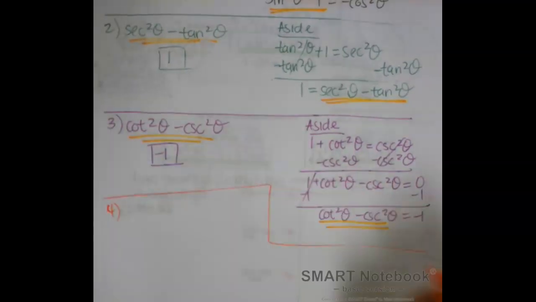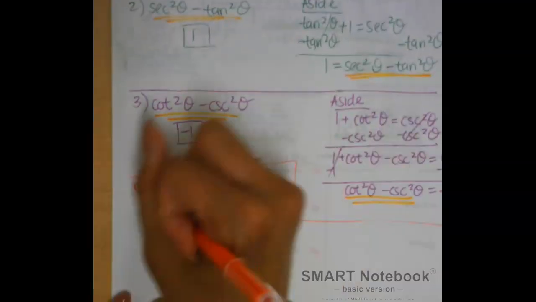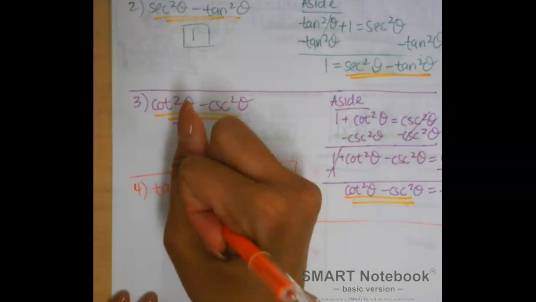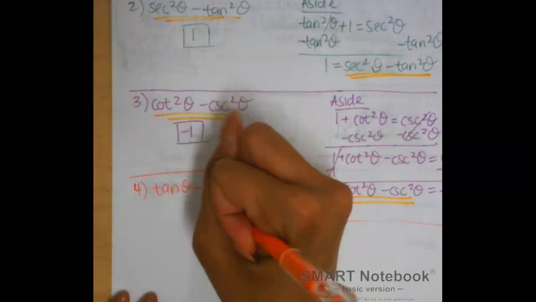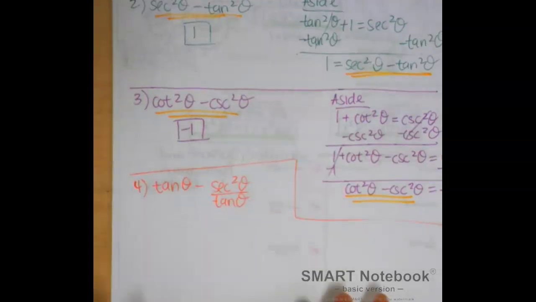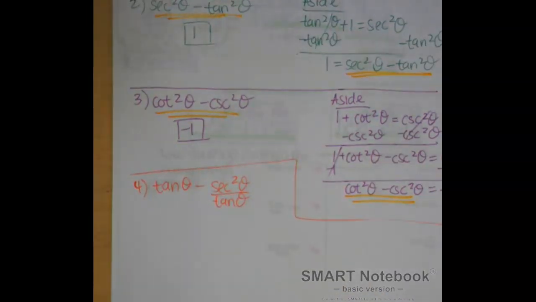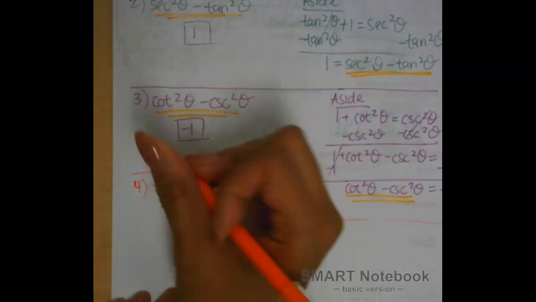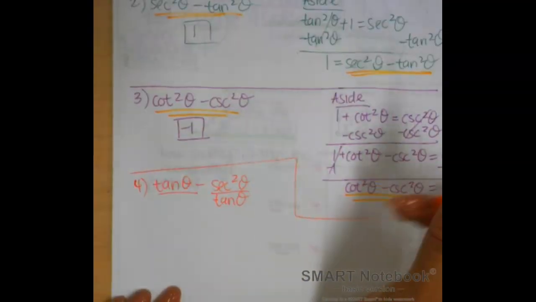All right, last little question before I probably have to flip over to a different page. We have tangent of theta minus secant squared theta over tangent theta. Okay, let's talk about this for a second. I do see something's being squared, so I'm probably going to use one of the Pythagorean identities. But the issue is this tangent needs to be a fraction. What is this technically over?